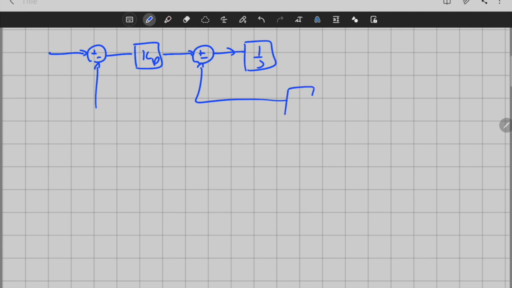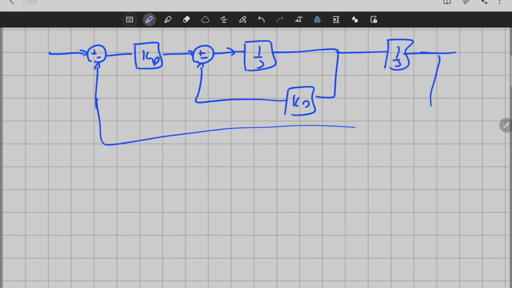So I have KD here. Sorry for that. Okay. This is 1 over S. This is my output, of course. And since I have two loops, inner loop and outer loop, when we talk about steady state error, I always talk about the outer loop because this is my reference signal. The main error signal is this, not this. So it's important. Sometimes you can just mix this.